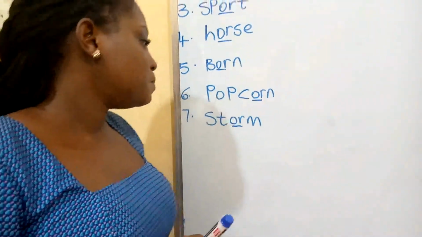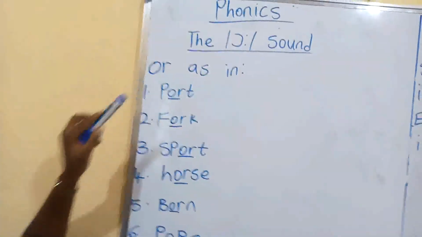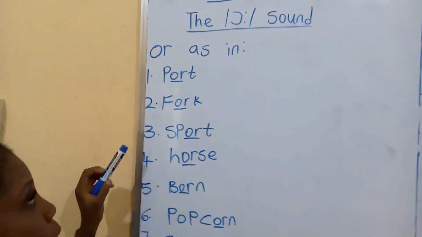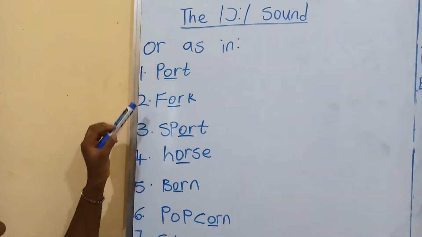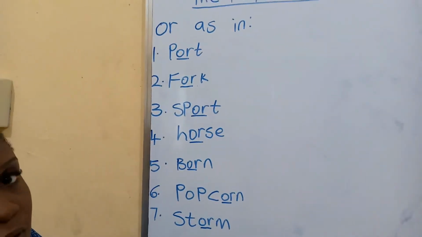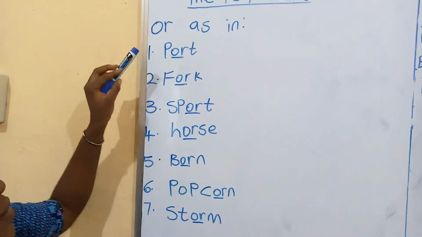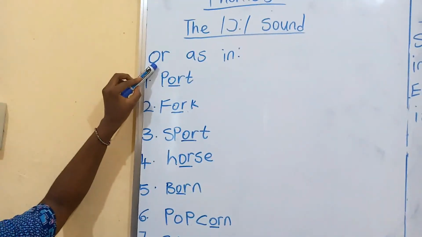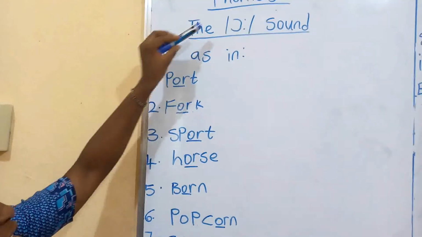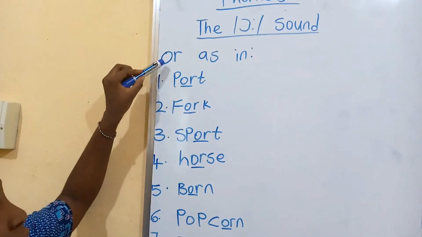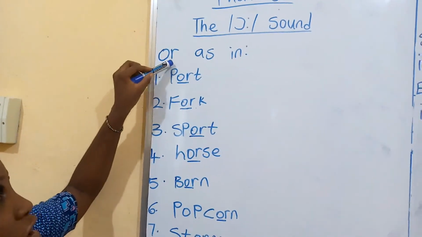So this is what? Storm. So now these are words with what? R sound. So we have many words with this sound. But for our lesson today, we are taking just these few. Okay. We have seen that this sound gives us what? R. So this is how we write it. But the sound is what? R. And these are words with R sound.